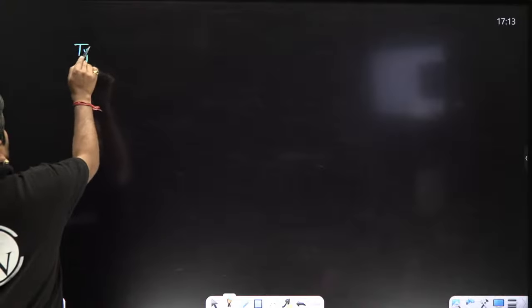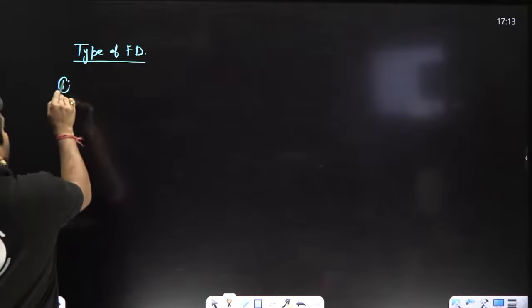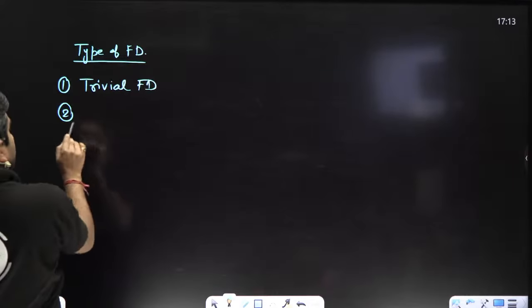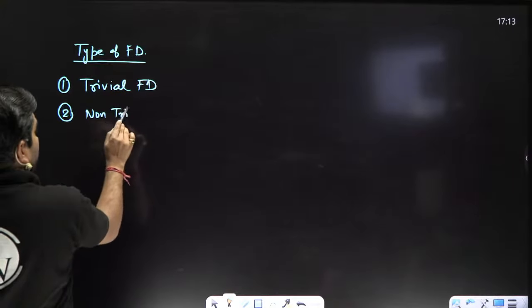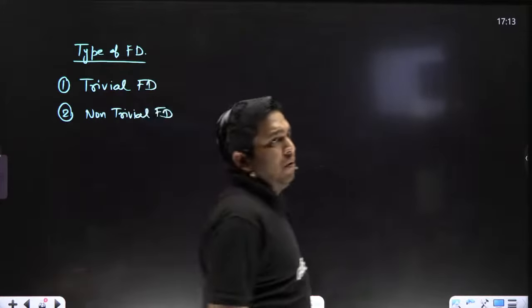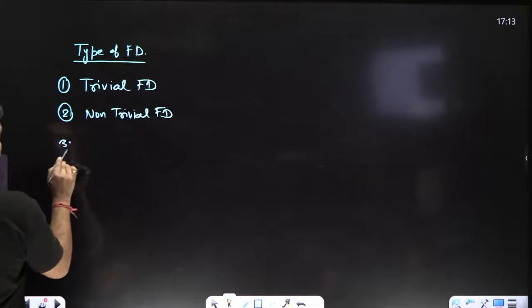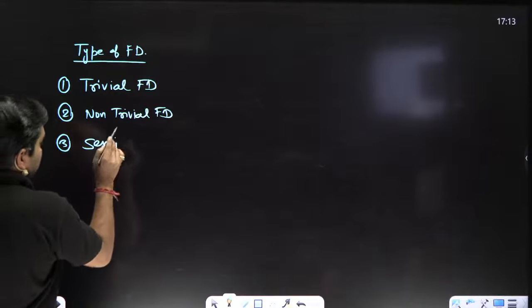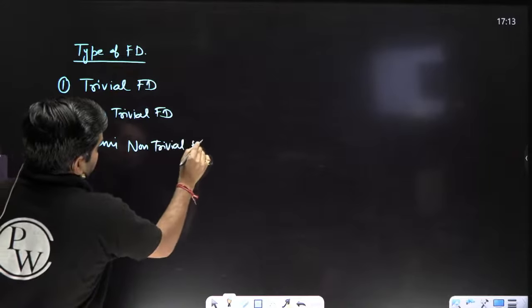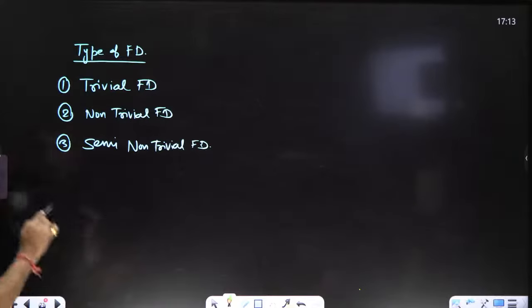Then we discuss the types of FD. Mainly there are two types of FD: trivial FD and non-trivial FD. We have one more, which is neither trivial nor non-trivial, called semi-non-trivial or semi-trivial. So first of all, I am discussing the trivial FD.